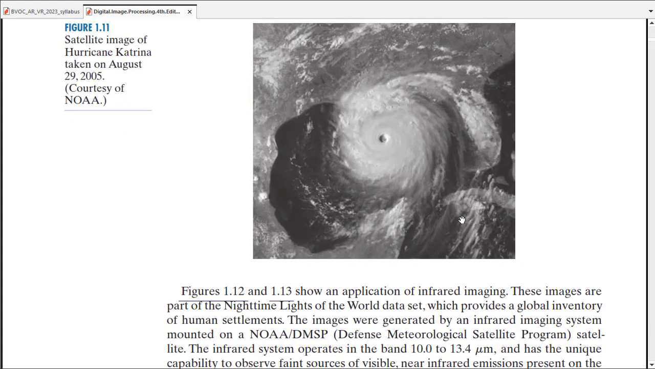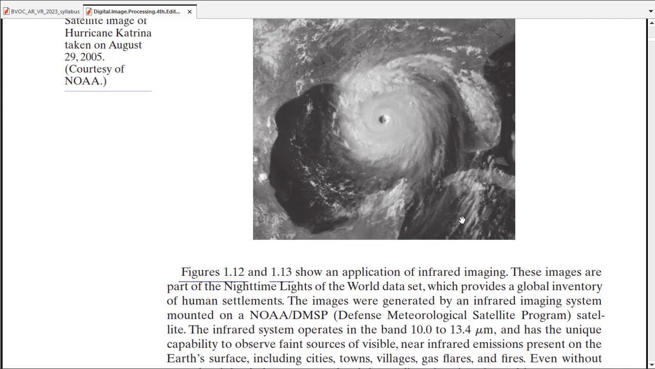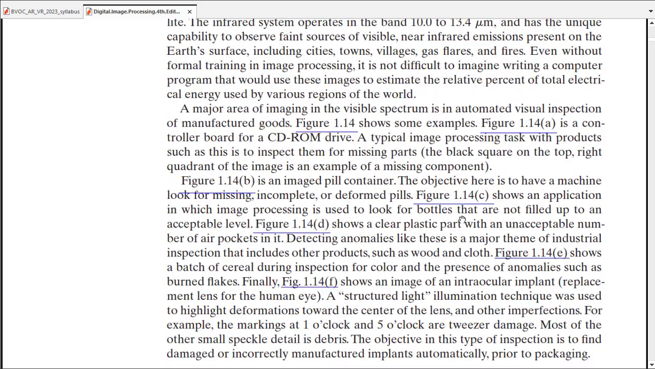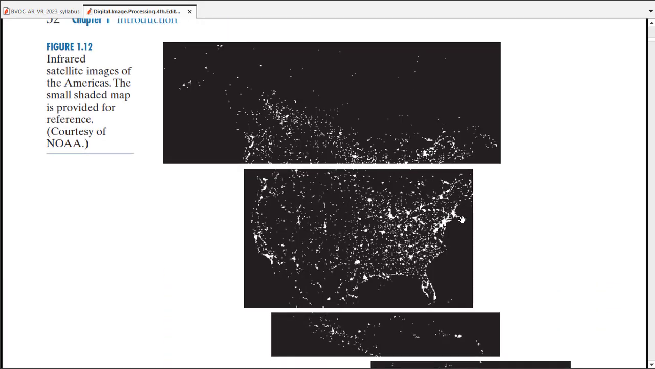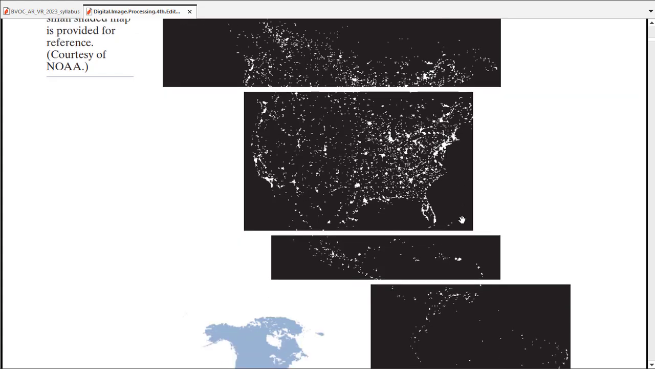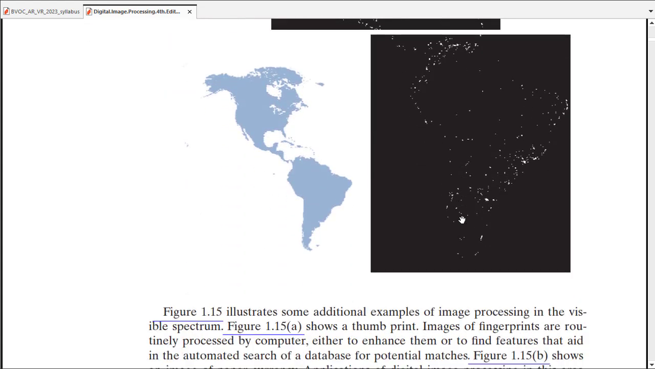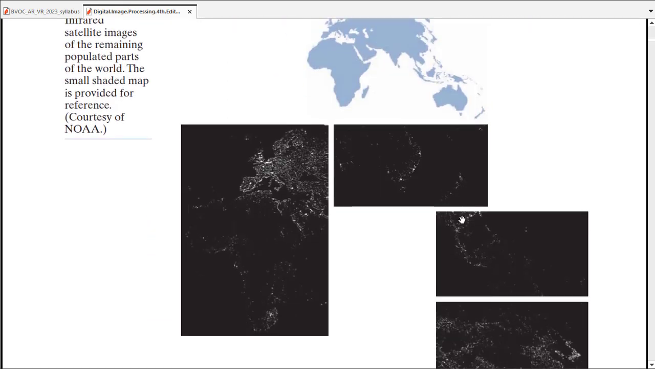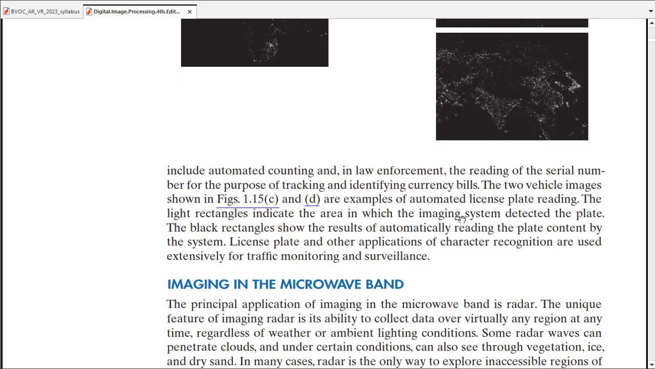This is a satellite image of Hurricane Katrina taken on August 29, 2005, courtesy of NOAA. That shows the importance of infrared imaging. Another infrared satellite image of the Americas is shown, with a small shaded map provided for reference, courtesy of NOAA. That is a spectrum of infrared showing the populated parts of the world. These are satellite pictures.